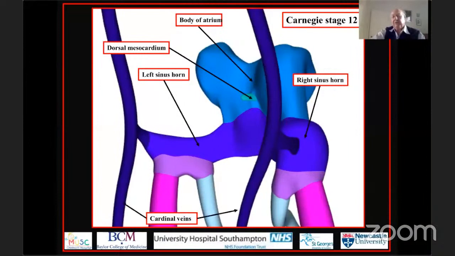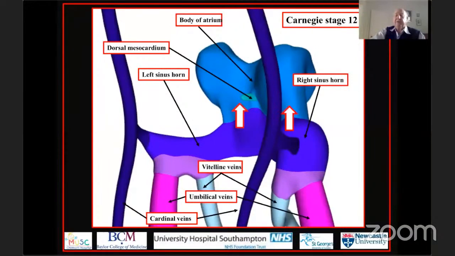On each side, the sinus horns are receiving systemic venous tributaries in symmetrical fashion. Cardinal veins are draining the blood back from the embryo itself, the umbilical veins bringing the blood back from the placenta, the vitelline veins draining blood from the yolk sac. Stressing again, at this point, there is symmetry in the way these venous tributaries and sinus horns connect to the body of the atrium. But here we are at Carnegie stage 12.